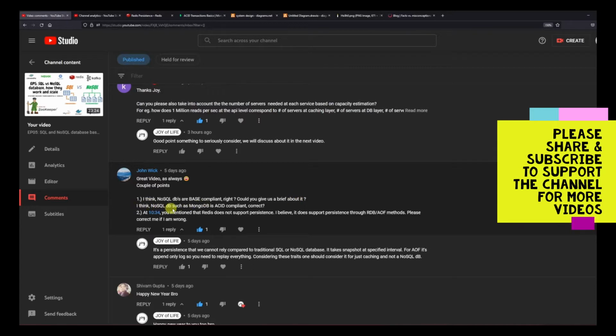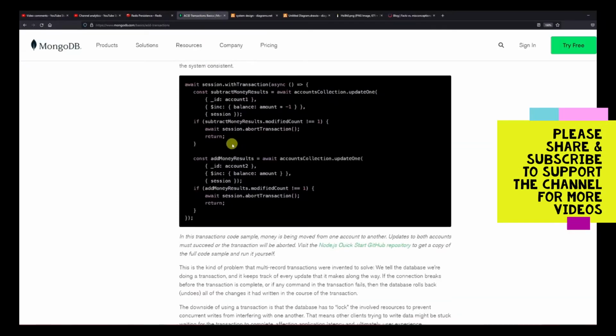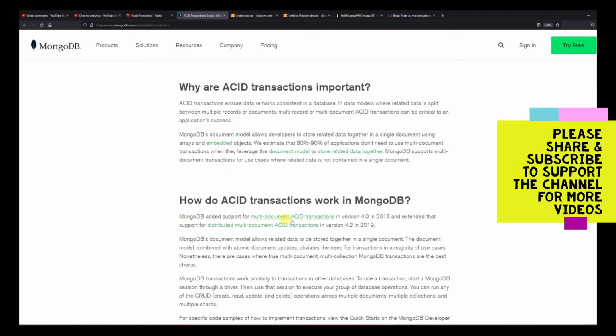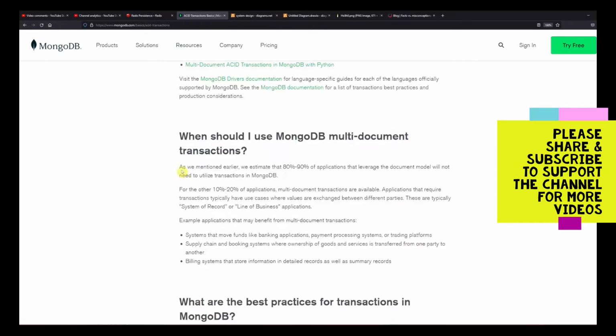I think NoSQL DBs such as Mongo are ACID compliant, correct? Yeah, MongoDB starting version 4.0. So over here we are at MongoDB, so let's go ahead and verify it. Multi-document transactions came in 4.0 in 2018, and distributed multi-document transactions came in 4.2 in 2019. So this is a feature that is there, but it's not leveraged.